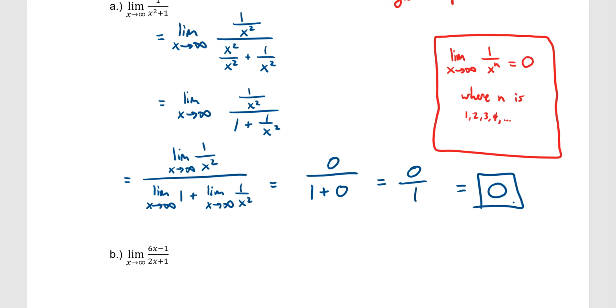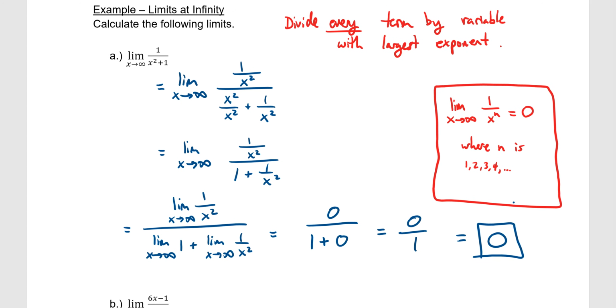Okay, so let's go back up and mention two things here for shortcuts. The shortcut is the horizontal asymptote idea with a rational function. If the degree in the denominator is larger than the degree in the numerator, then the horizontal asymptote will be at y equals 0, which is what the limit is in this case.